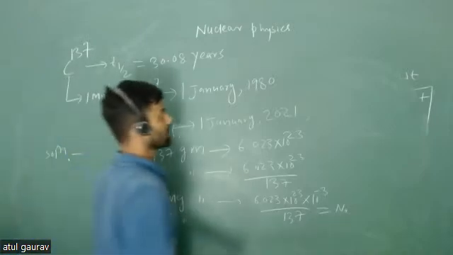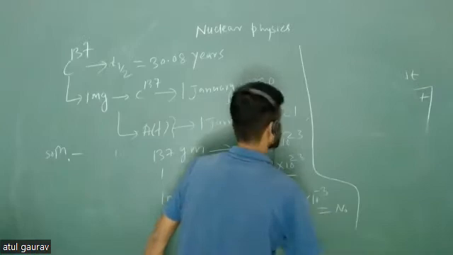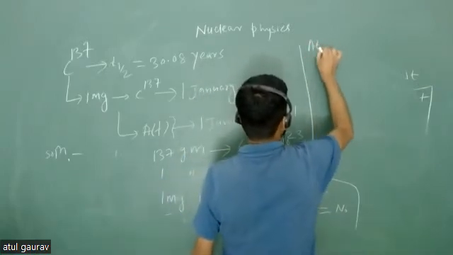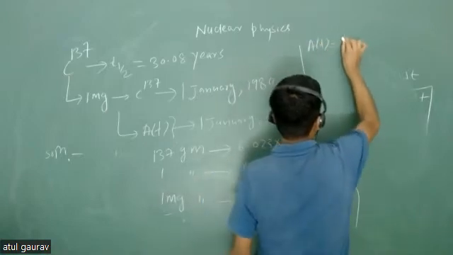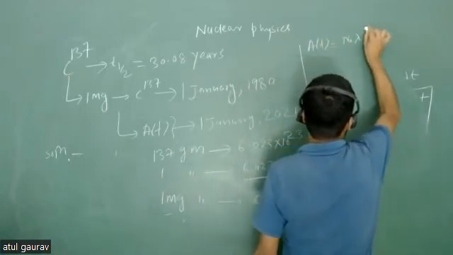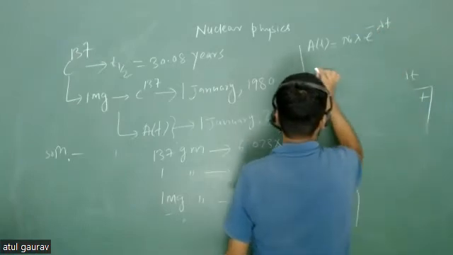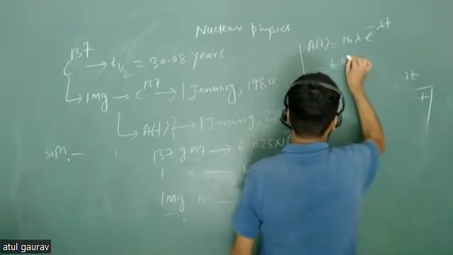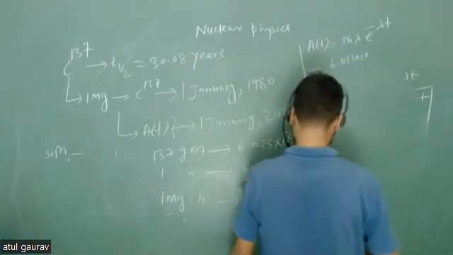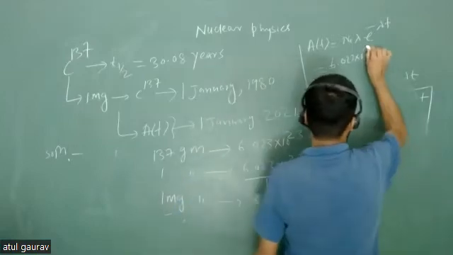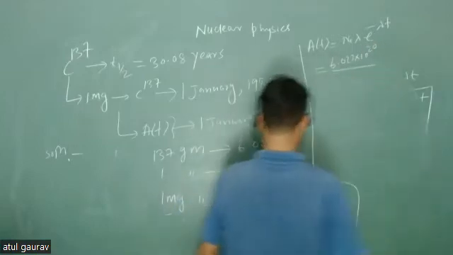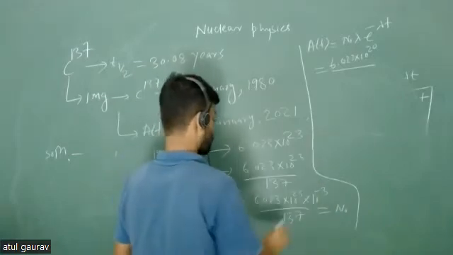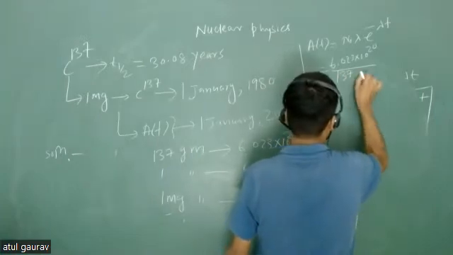Now activity is how much? Activity at time t equals N naught lambda exponential minus lambda t. So N naught you got, that is 6.023 times 10 to the power how much? 23 minus 3, so 10 to the power 20, divided by 137.